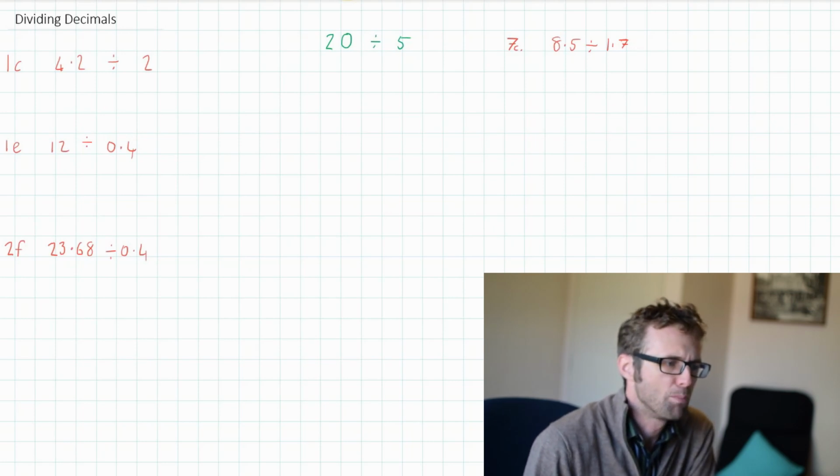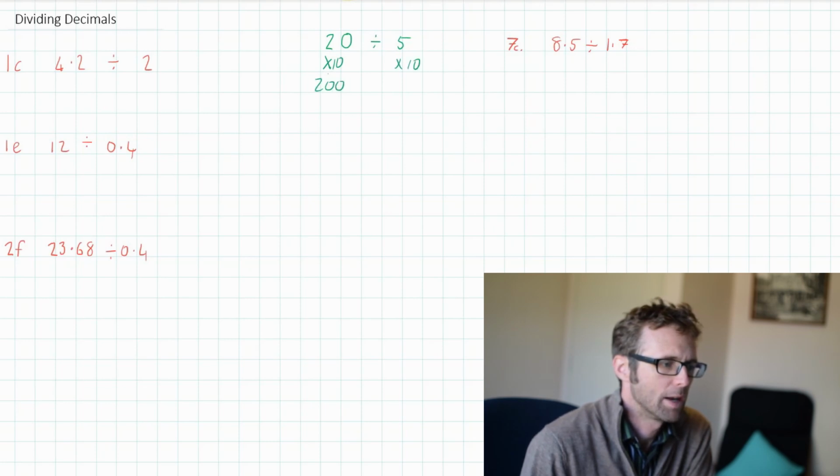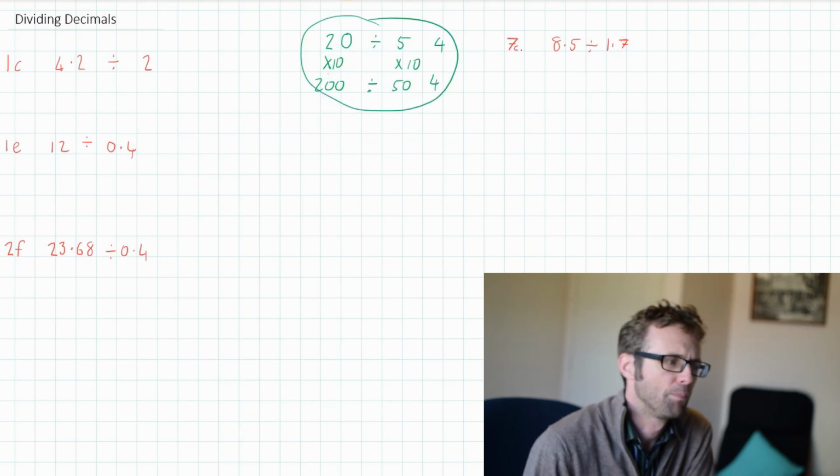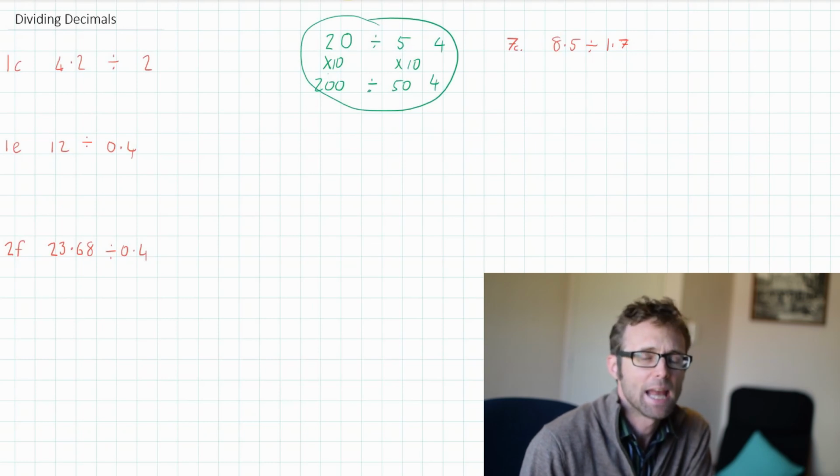We could times both sides of the equation by 10, and we would have 200 divided by 50. And what do you know? 20 divided by 5 is 4, and 200 divided by 50 is 4. So this is the principle that we're using for these first three questions over here. If we times both parts of the division by the same number, the answer will still be the same.